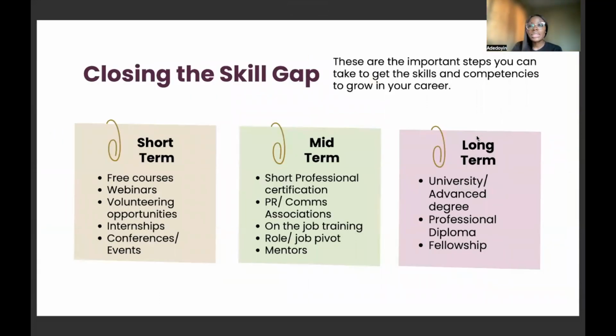How do you close this skill gap? What are the steps that you can take? Now, I've broken it down into short-term, mid-term, long-term, because some things are going to take you a longer time. So somebody is saying, look, I want to move from agency to in-house, or I want to move to a certain role and they require me to have agency experience, but I don't have agency experience. That may take you some time to build up to get to that particular role.